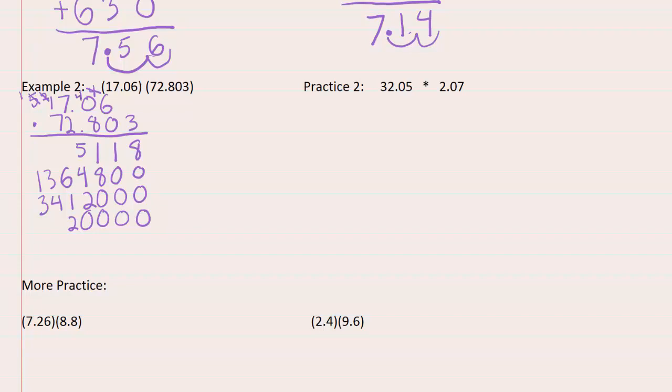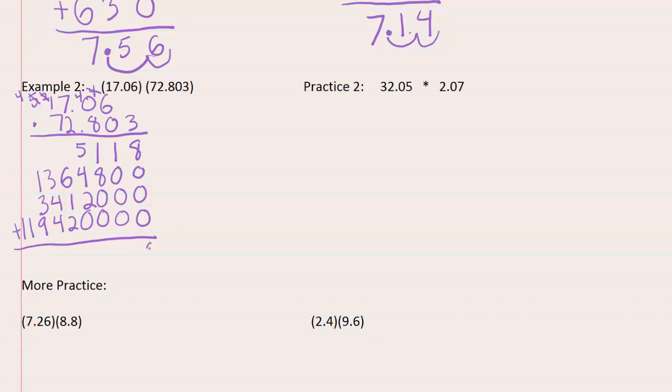2, carry the 4. 7 times 0 is 0, plus 4 is 4. 7 times 9 is 49. 9, carry the 4. And 7 times 1 is 7, plus 4 gives us 11. Okay, so now I have a lot of numbers to add up.